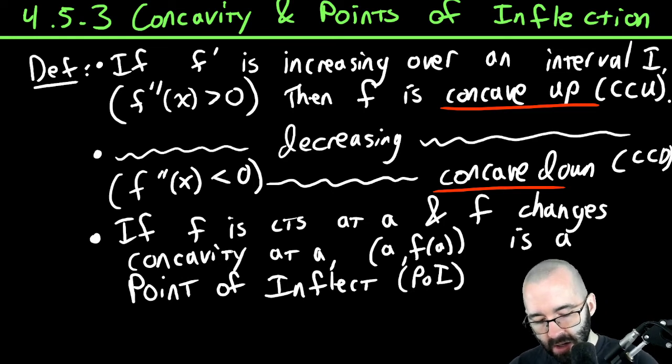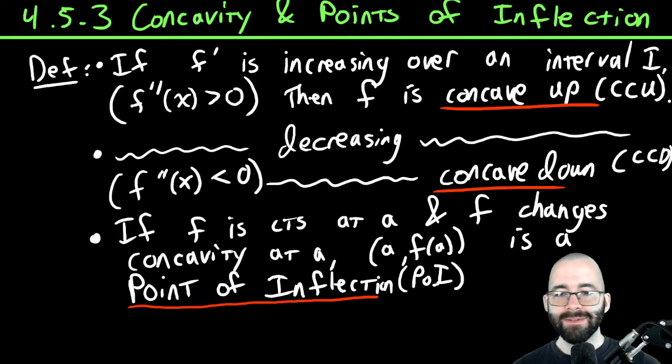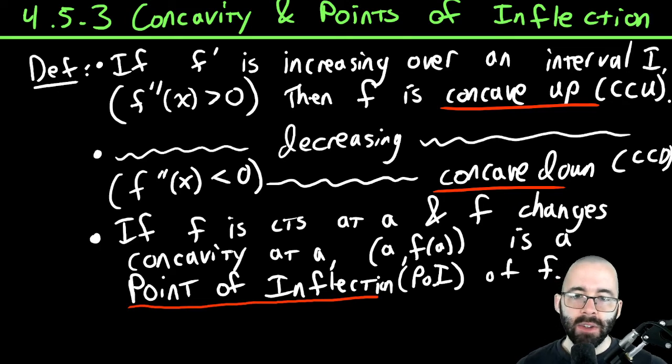I will often abbreviate it POI. The book often mentions inflection point, of the function f. And so if the second derivative is continuous, the only time that it can change from positive to negative is when the second derivative equals 0.